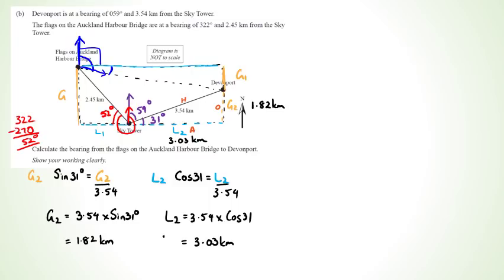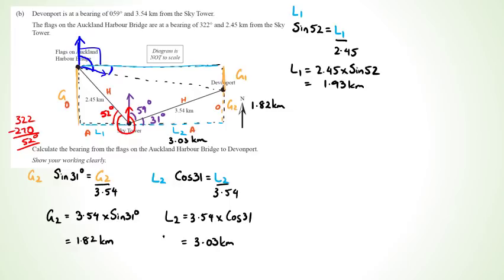And basically I repeat the same process, guys, with opposite, adjacent, and hypotenuse. So I need to work out what G is and what L1 is. I'm going to work out L1 first. To do L1, it's adjacent and hypotenuse. So I've got sine of 52 degrees equals L1, which is the adjacent side, divided by hypotenuse, which is 2.45. So L1 equals 2.45 times sine 52, which equals 1.93 kilometers.